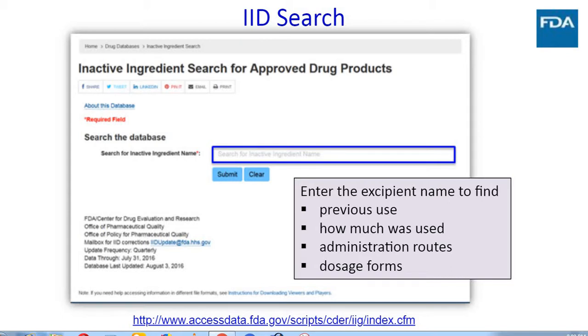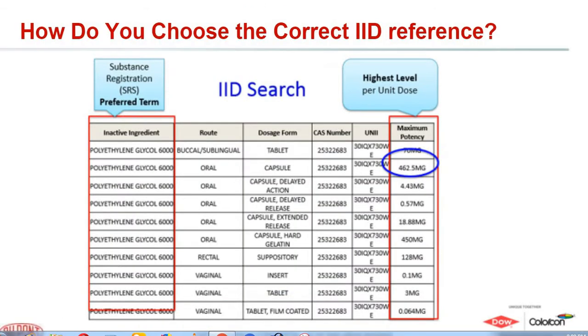will show up when you actually do the search. Now, when you do a search, and this is an example of a search for polyethylene glycol 6000, this is pretty much what's going to show up. And you'll see many different listings, and the names that are used are the substance registration names, or the preferred terms that come from the substance registration system that the FDA has, which is a separate database.